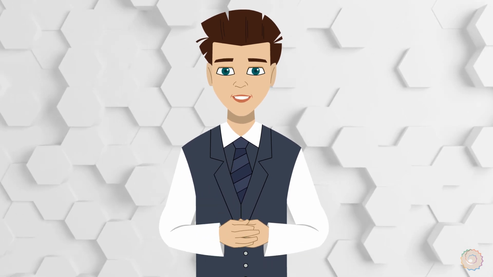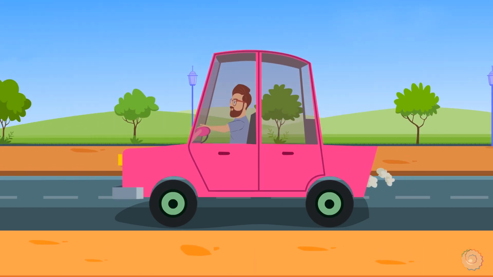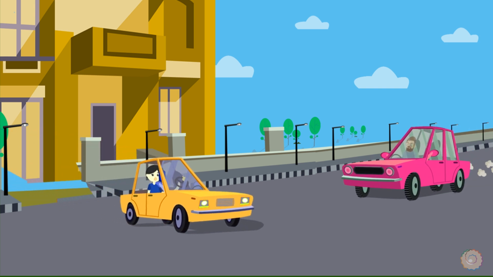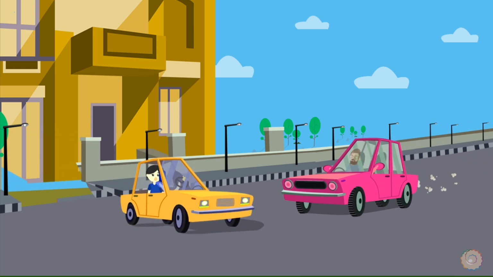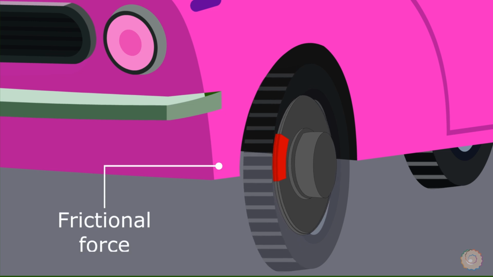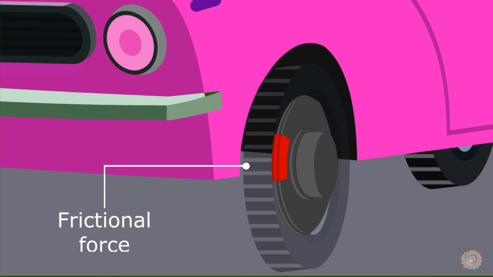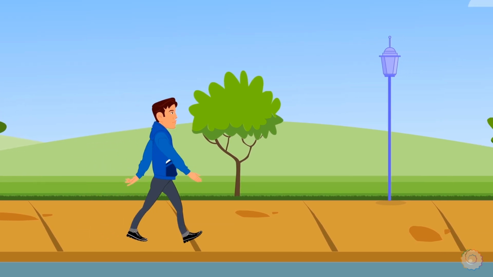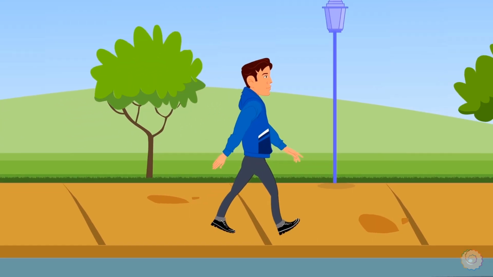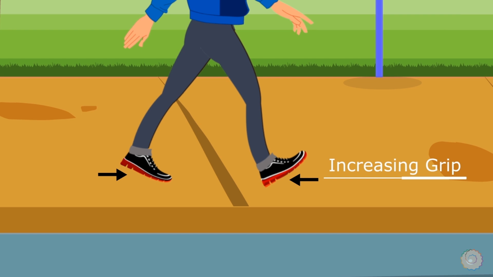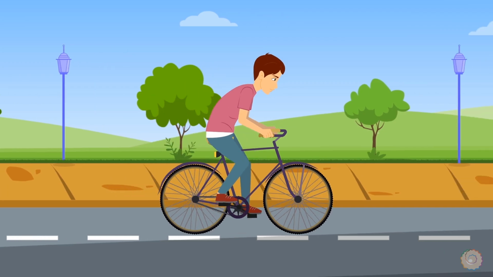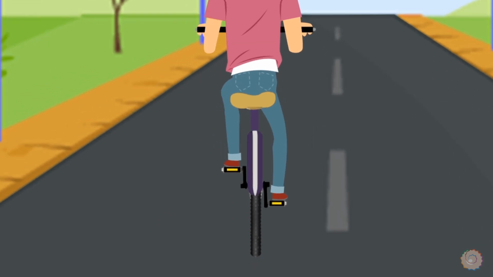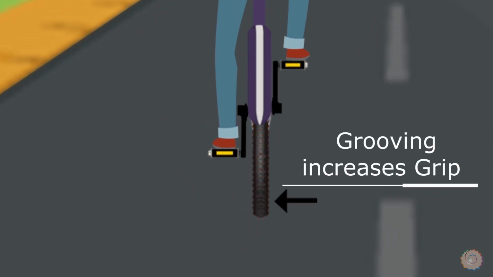Let's watch some examples. When a moving car needs to be stopped, we press a brake lever, making the brake pad grab onto the wheel rim and creating friction between the wheel and the brake pad. The car finally comes to rest as a result of this. To ensure a firm grip on the ground, our shoes and bicycle tires are provided with grooves. This grooving increases the friction between them and the ground, thereby adding additional grip.